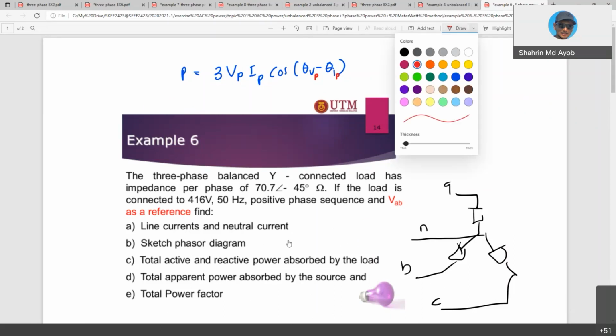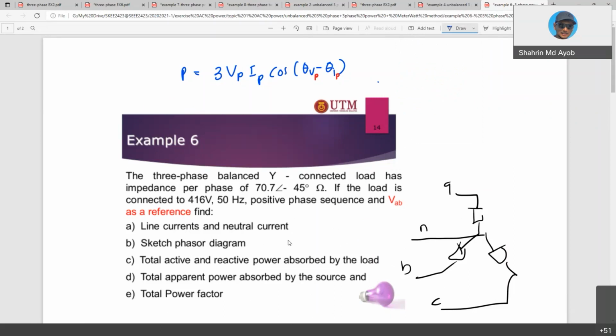Based on the notes, you can see that instead of using phase parameters, you can also write down your three-phase power using V line, where the equation is square root 3 V line I line cos(theta V minus theta I). All of these are RMS values.